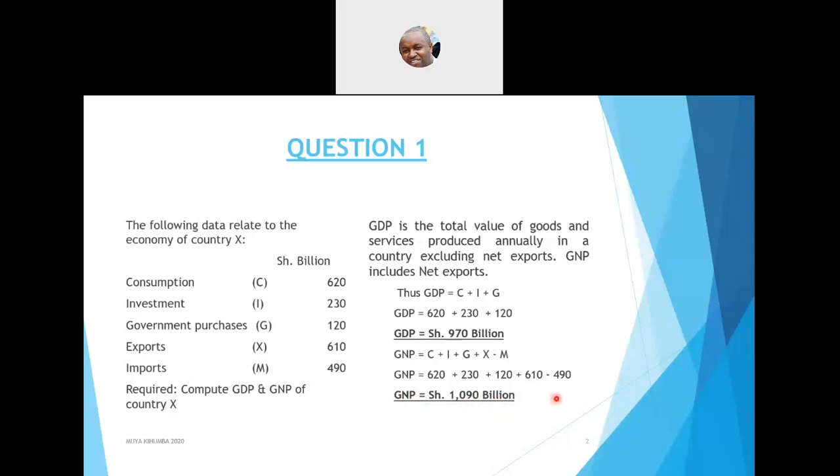Now, a question has been asked. In developing countries, GDP is greater than GNP, and you're asked to explain why that is. It's because in most developing countries, imports are greater than exports, and therefore the value of net exports will be negative, and GNP thus will be less than GDP. Let's move on to our next question.